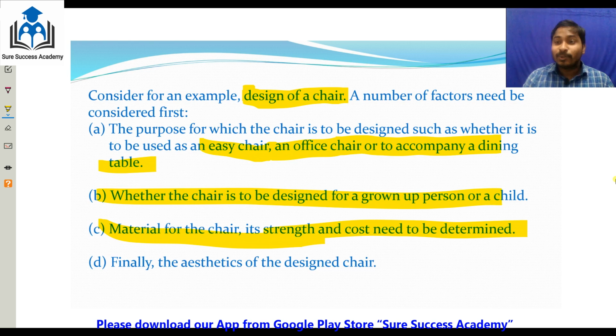You should also consider the cost, it should not be too high. It should be a reasonable cost, then only people can buy it. Keep that in your mind. This is one main aspect of design consideration. Finally, the aesthetics of the chair design. You have to consider that.